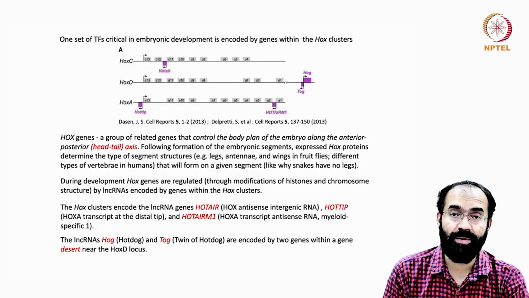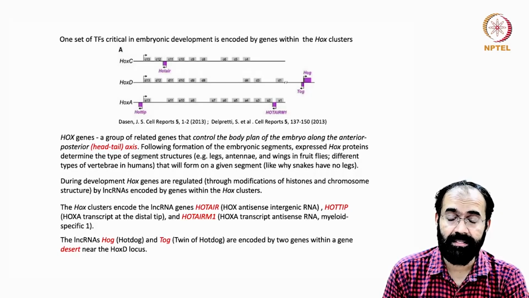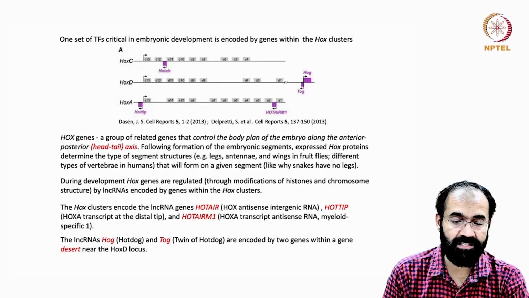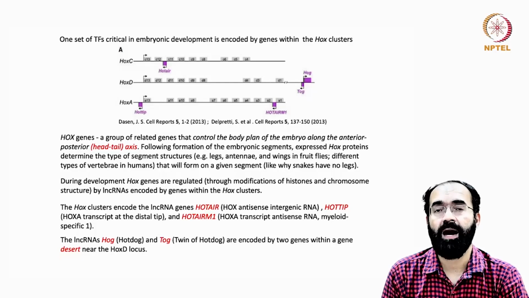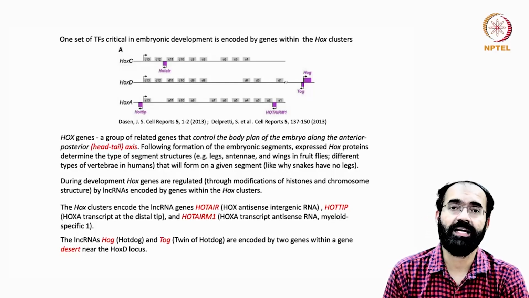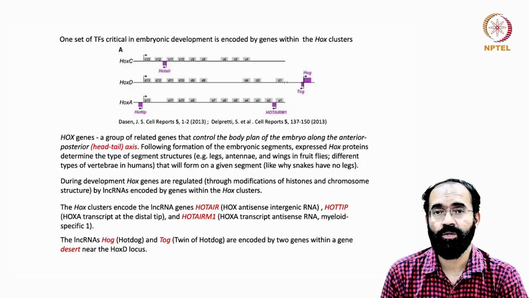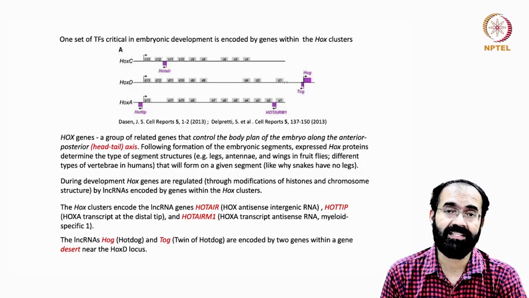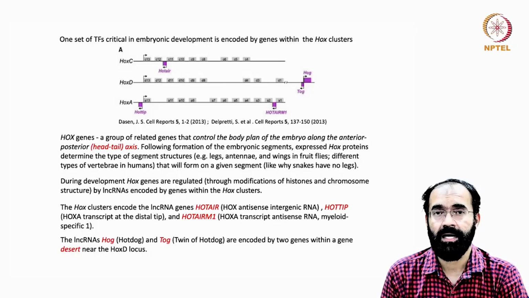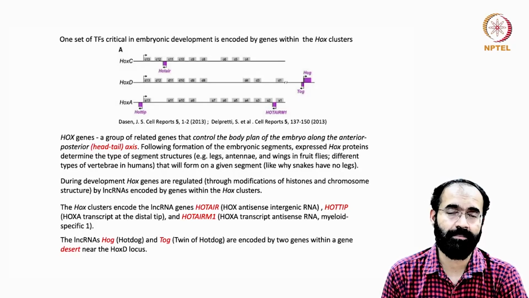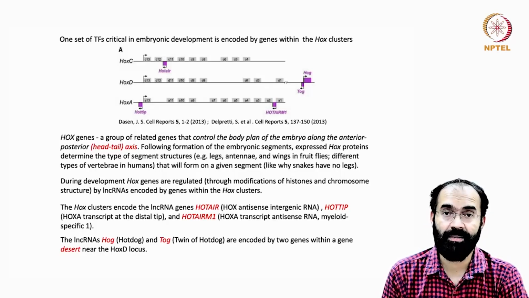Following the formation of embryonic segments, the Hox proteins are expressed to determine the type of segment structures. Every vertebrate's body is segmented. We don't see the segmentation obviously as you see in the case of a lizard, a worm, or a snake, but you can see it in insects. If you see a caterpillar, you can see the body segmentation pattern. Even in vertebrates, including humans, you see the segmentation.